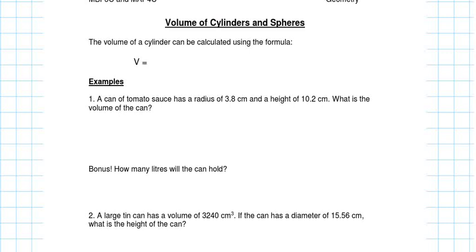Now if I'm thinking about a cylinder, what's my base? A circle. What's the area of a circle? Pi r squared times h. That gives me the volume of the cylinder, right? So it's as easy as pi r squared, the area of my base, times the height, because I need to know the volume.